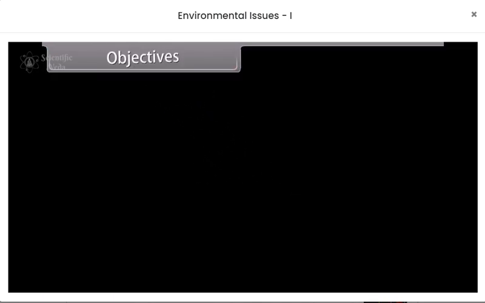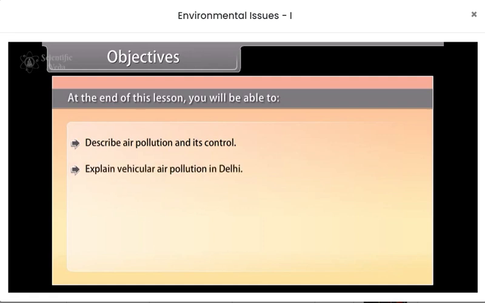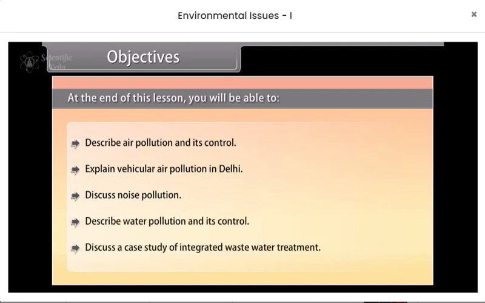Objectives. At the end of this lesson, you'll be able to describe air pollution and its control, explain vehicular air pollution in Delhi, discuss noise pollution, describe water pollution and its control, and discuss a case study of integrated wastewater treatment.